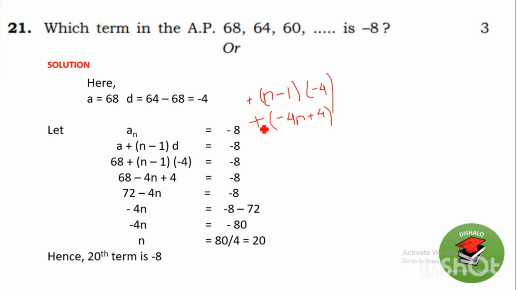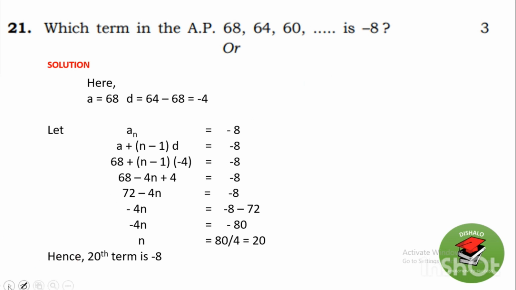Then now you calculate with this plus. So plus minus is minus 4N, then plus 4. Okay? So 68 plus 4 is 72, minus 4N equals minus 8. So minus 4N equals minus 8 minus 72. Here it was plus 72; when it goes this side, it becomes minus 72. So minus 4N equals minus 80. Then minus gets cancelled. N equals 80 by 4, which is 20. Hence the 20th term is minus 8.